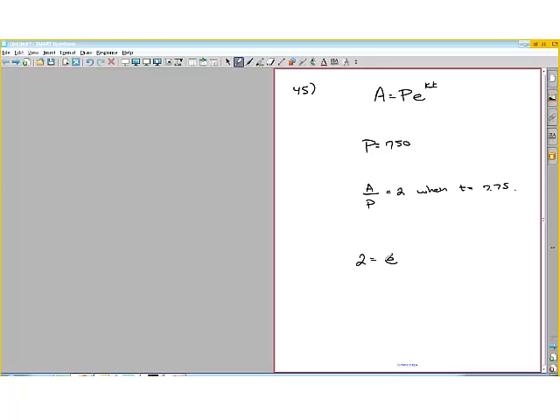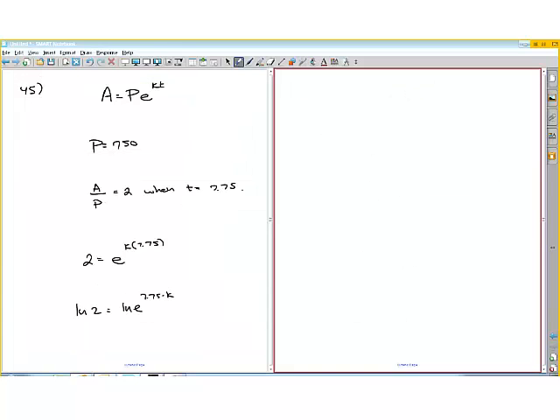So we'll say 2 is equal to e to the k times 7.75. So we take the natural log of both sides, bringing the constant out front from the exponent. And the natural log of 2 is 0.693, which is equal to 7.75 times k. Okay, so we're trying to find the interest rate.